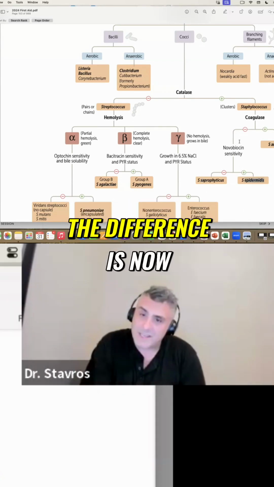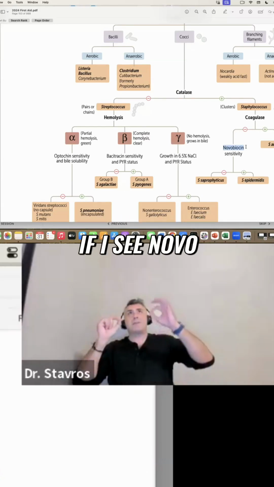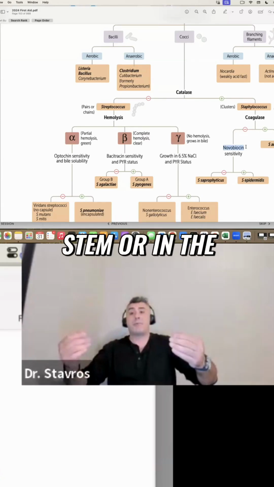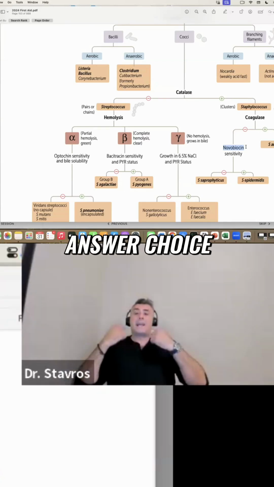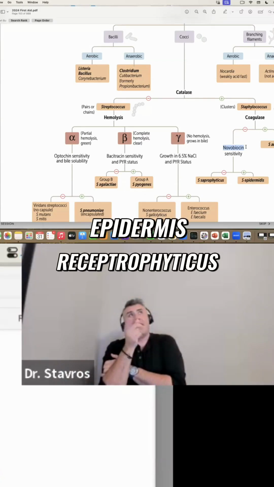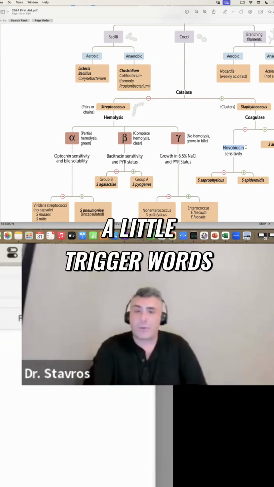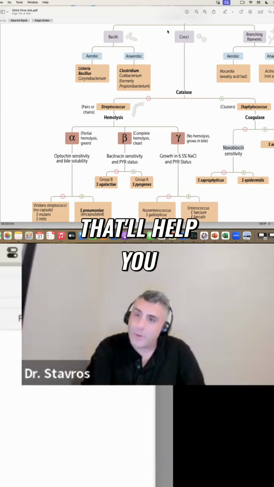But the difference is now when you see novobiocin, it allows you to say, well, if I see novobiocin in the question stem or in the answer choice, I can actually appreciate and say, that has to be epidermidis or saprophyticus. So it's a quick trigger, a little trigger word, a little keyword that'll help you.